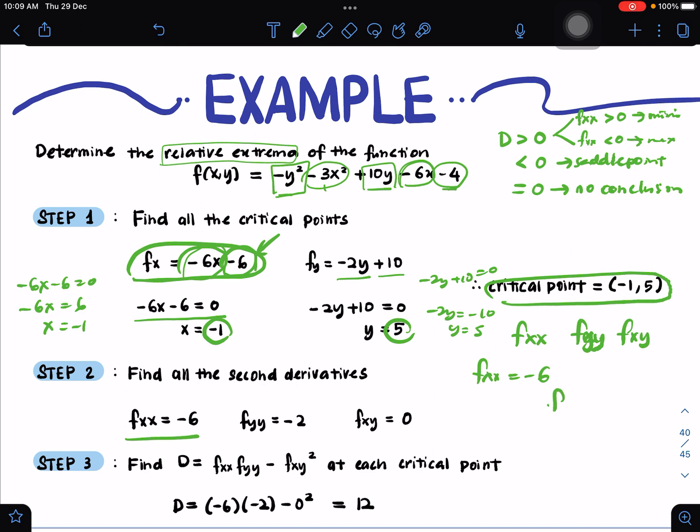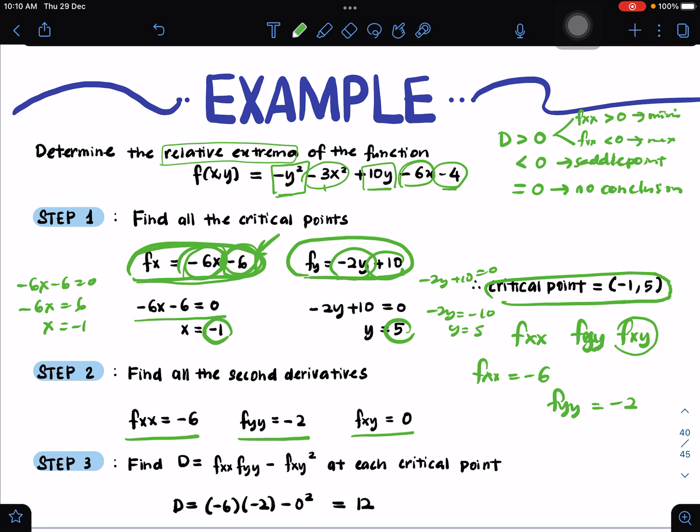And then fyy. Okay, fy dah ada sekali. Differentiate lagi sekali with respect to y. So awak akan dapat fyy. So differentiate negative 2y, awak akan dapat negative 2. Differentiate 10, awak akan dapat 0. So fyy equal to negative 2. And then we want to find fxy. So guna fx. Tapi differentiate with respect to y. Kalau awak tengok sini, fx awak tak ada y. So bila tak ada y, yang ini pun constant, yang ini pun constant. Differentiate constant dapat kosong. So fxy is equal to 0.